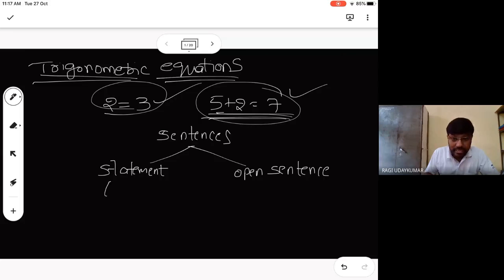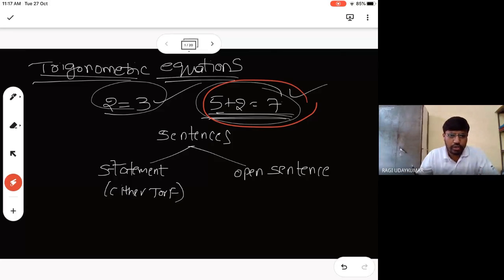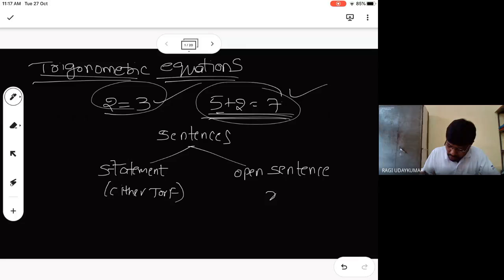If you are able to say that it is either true or false, it is a statement. 5 plus 2 is equal to 7, it is true, so that's why it is a statement. Suppose I give you x plus 2 is equal to 5. We don't know, so it is called an open sentence. Even x plus 3 less than 5 is also an open sentence.